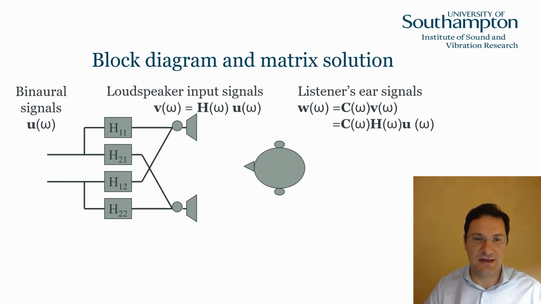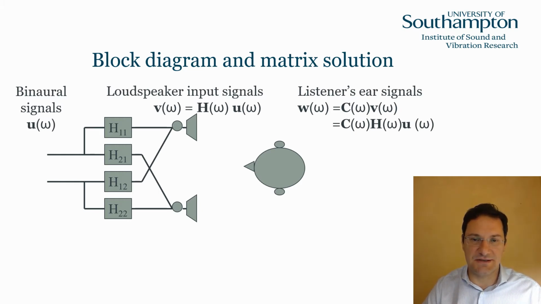And this can be expressed as the product of the target binaural signal U with a 2x2 matrix H of crosstalk cancellation filters. H11, H21, H12, and H22 are the elements of this matrix H, and they are the crosstalk cancellation filters. We are not using here, just to be clear, the feedback delay network approach that we looked at earlier.